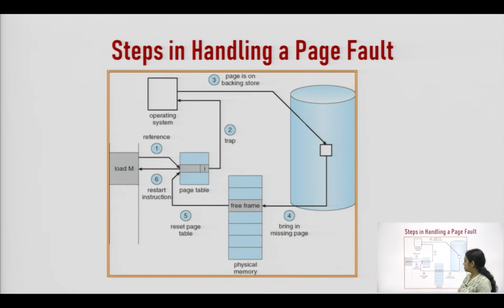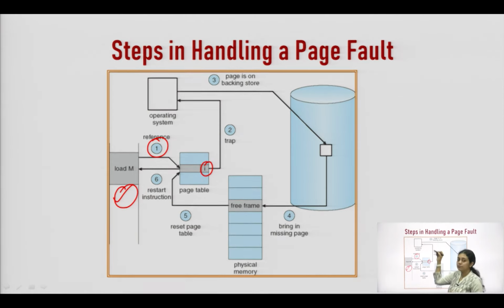Now, here we see the steps in handling a page fault. First of all, we have an instruction load M. Here it refers to a particular page. This is the first step, reference. It refers to a particular page in the page table. If it is I, it means it is invalid. It does not mean the page is invalid. It means it is an invalid reference. That means the page is not in memory. So, it traps the operating system.